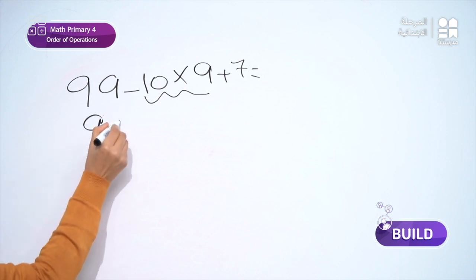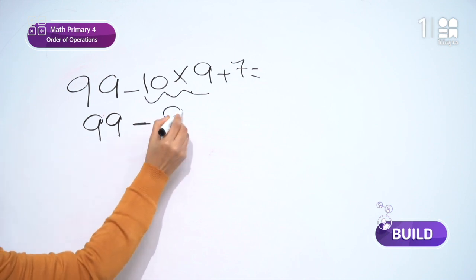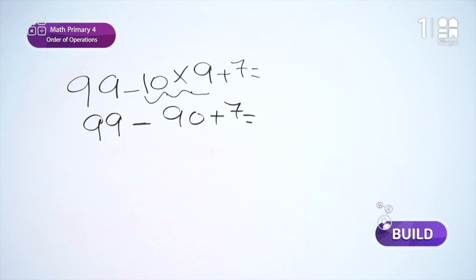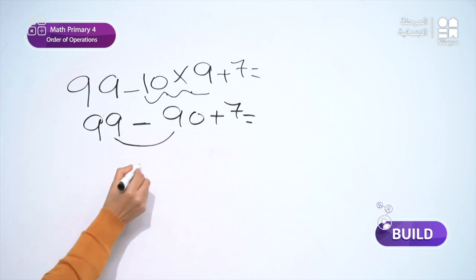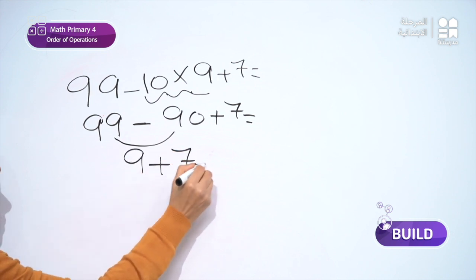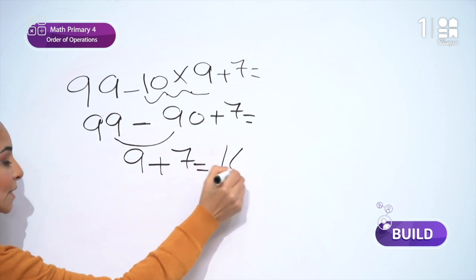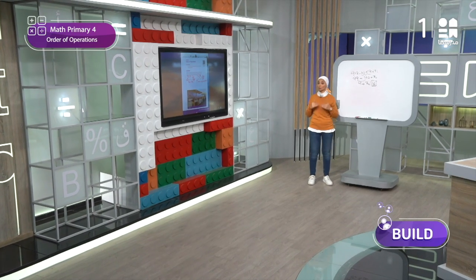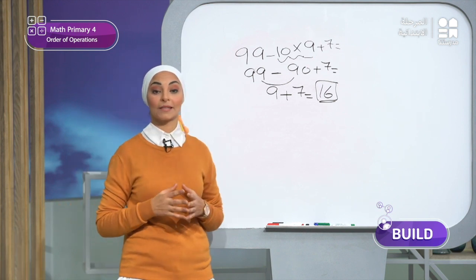But first I will write my equation, 99 minus. Here 10 times 9 equals what? Of course 90. And I will put plus 7. Then what is the next step? Yes, the next step I will subtract these two numbers, right? So 99 minus 90 gives me what? Gives me 9. But here I have 9 plus 7, and this will be the last step. So 9 plus 7 equals what? Equals 16, and this is my answer. And now in the same way, you can solve the rest of the problems in the book and discuss the answers with your friends and teachers.